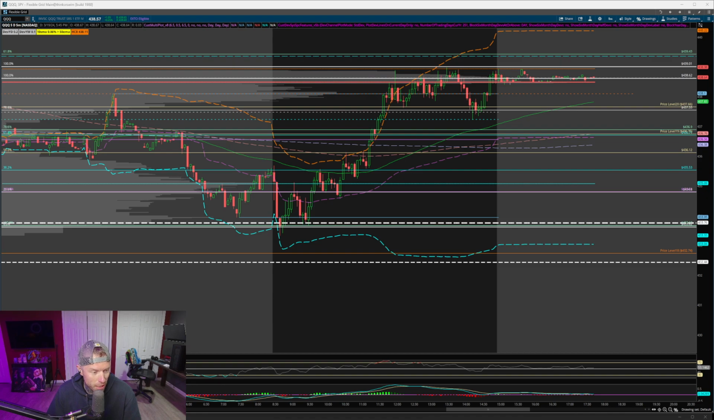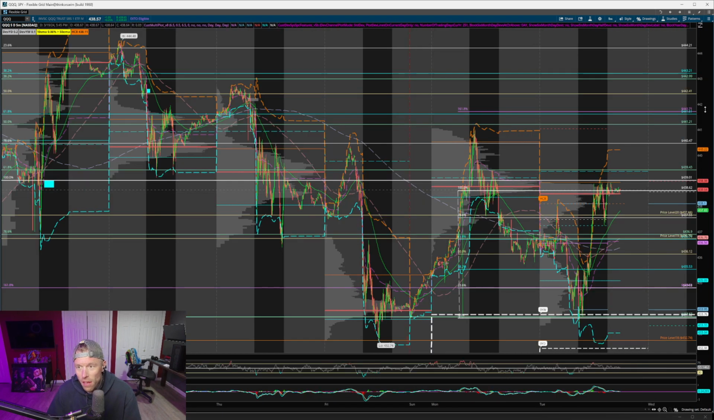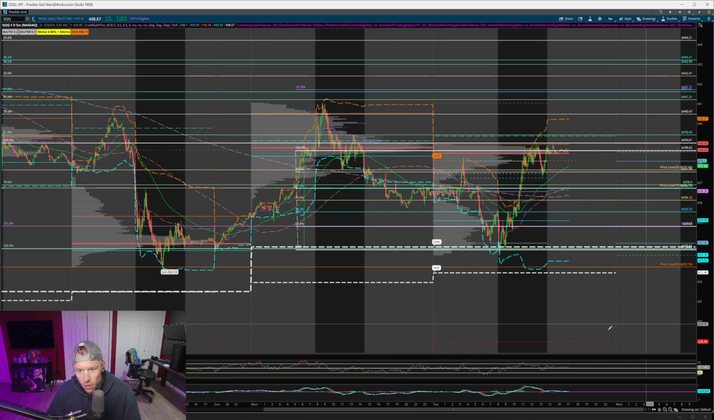Now we have some big data coming out tomorrow. We got FOMC, so on and so forth. So not to say this rip rally is going to hold, but we did hit some very big markers. This is a standard deviation weekly. This is a standard deviation daily on a 1-year time frame.